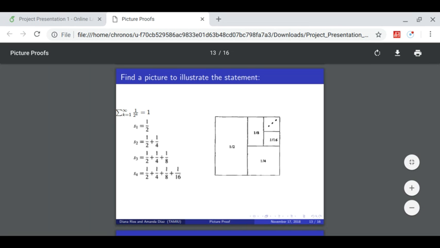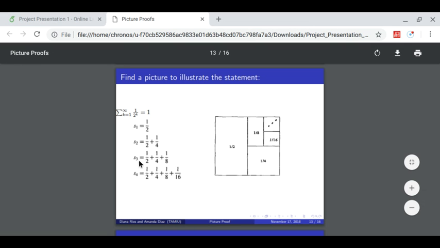Moving on to our third proof. We have the summation from 1 to infinity of 1 over 2 to the k equal to 1. Given k equal to 1, we're going to have 1 over 2, which is this part of the square. Then continuing, we're going to have 1 over 2 plus 1 over 2 squared, which is 1 over 4, which will be almost 3/4 of the square.